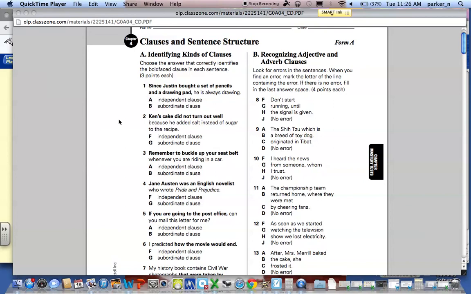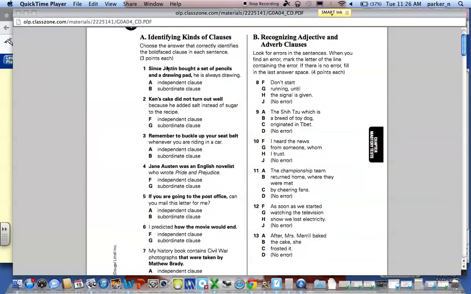Number 1, since Justin bought a set of pencils and a drawing pad. That would be a subordinate clause as it cannot stand alone. One of the key things to look for when you're looking for subordinate clauses is the introductory word. In this case, it is the word since. That indicates to us that this is a subordinate clause.